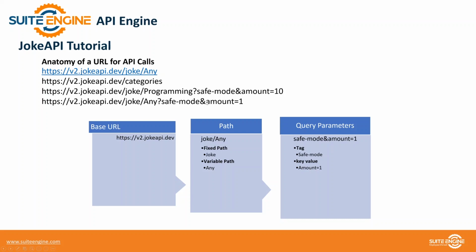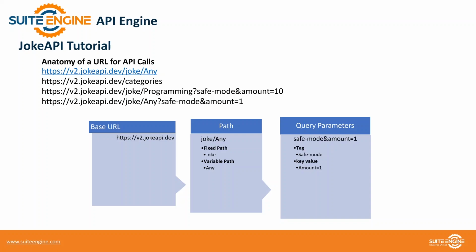So notice the difference here. When we say amount equals 1, we consider that a key and a value. We're telling it what we want and what the value is. Versus safe mode is just a tag. There's no safe mode equals true or safe mode equals false. It's just if safe mode appears in there, then that's the type of joke we want. So we essentially have a base URL, a path, which can be divided into fixed and variable, and then query parameters, which could be either tags or key values.